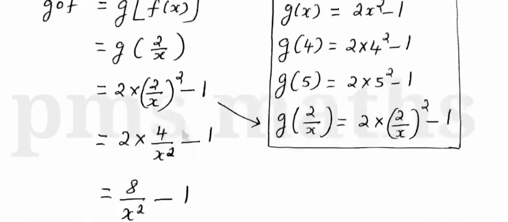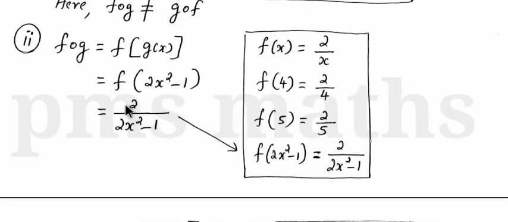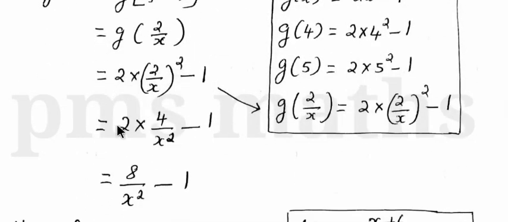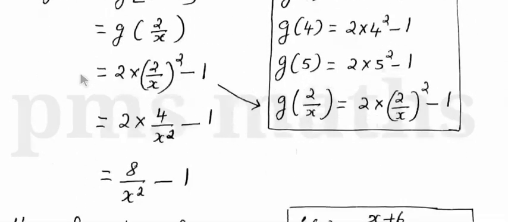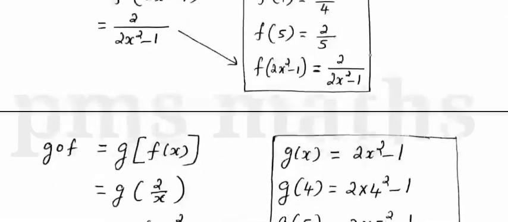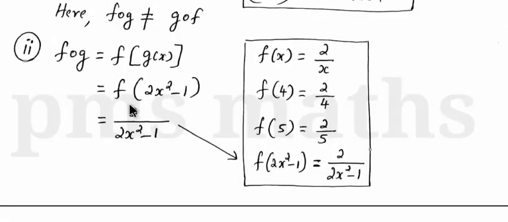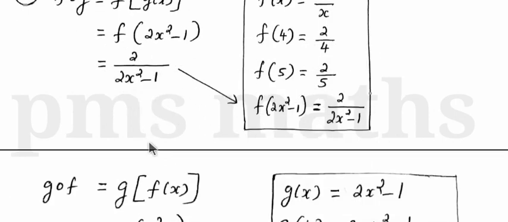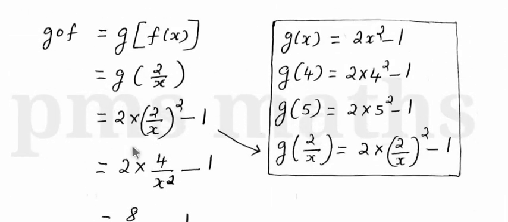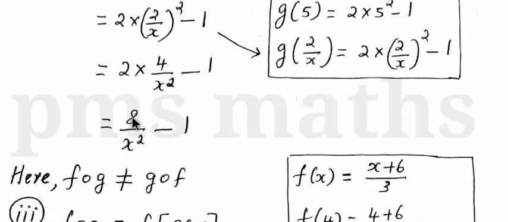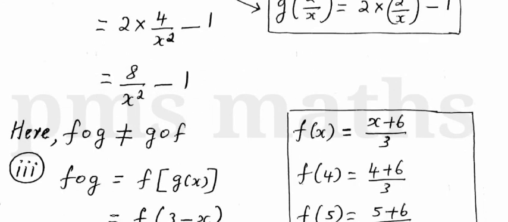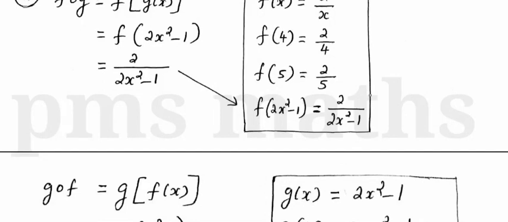Now compare the values of f of g and g of f. They are different here. Here f of g is 2 by 2x square minus 1, but g of f is 8 by x square minus 1. They are different. Therefore, here we can write f of g is not equal to g of f. Now, second one is over. Then third one.